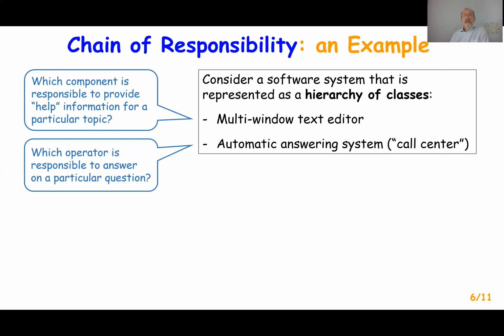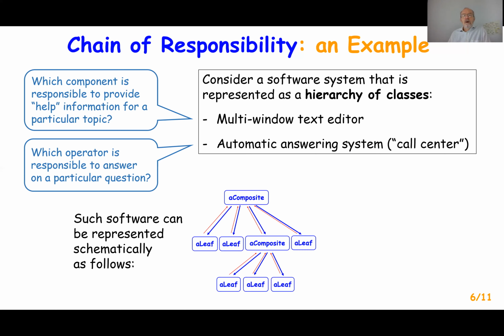The same idea, the same question, the same problem is about the answering system. The problem is which operator, since an automatic answering system assumes a set of operators doing communication with our outer world. So which operator is responsible for answering a particular question? As you might see, the idea behind these different systems is conceptually the same. Okay, look at this composition.